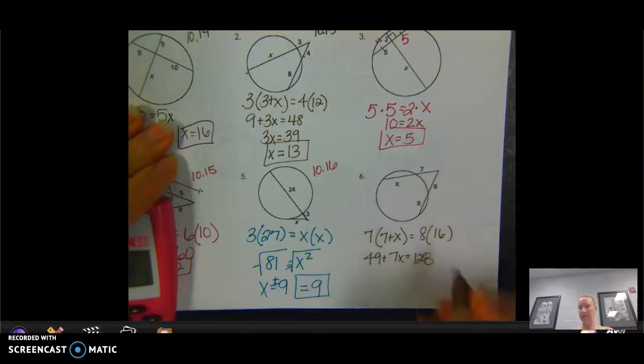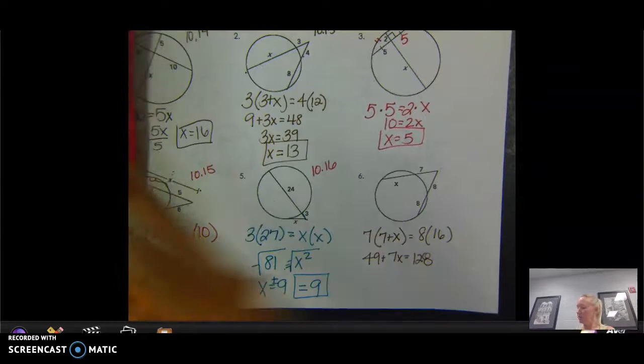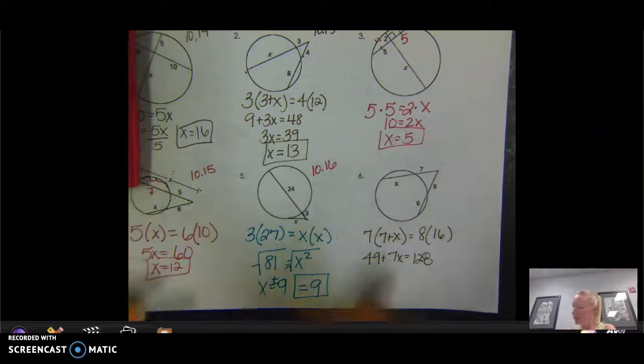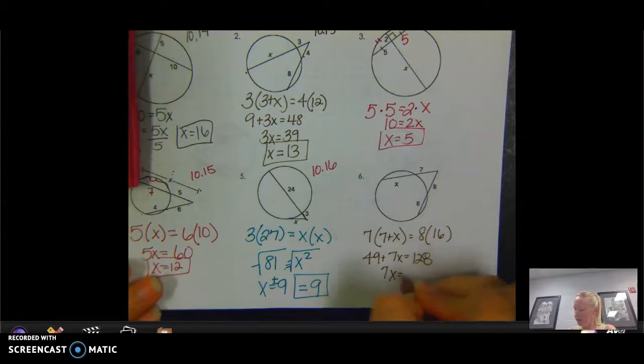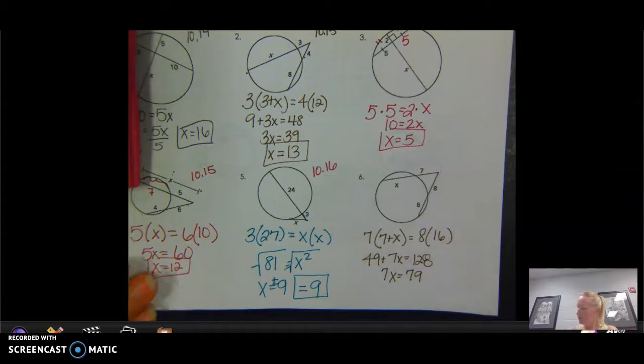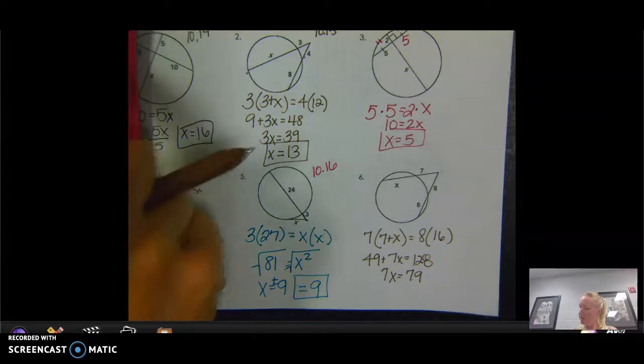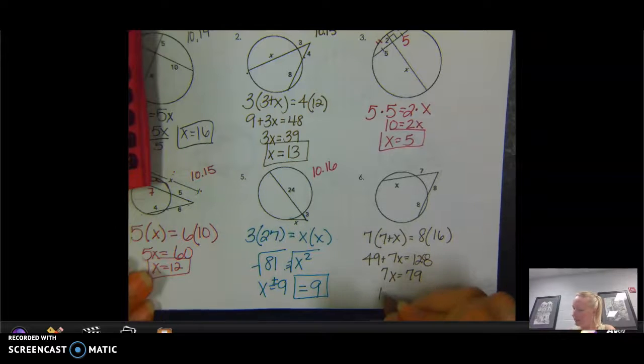128. Okay, so I'm going to start solving for x. I'm going to subtract 49 from both sides, and I get 79. 7x equals 79. I hope I haven't had a mistake here. I don't think so. Okay. And then I'm going to divide by 7 on both sides, and I get 11.29 rounded to the nearest hundredth.